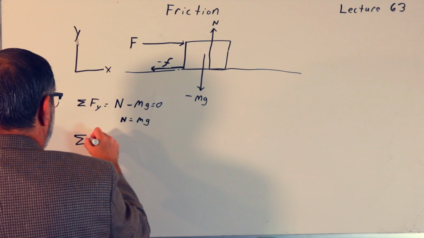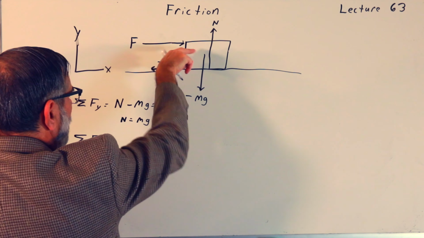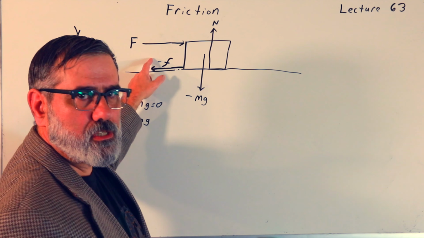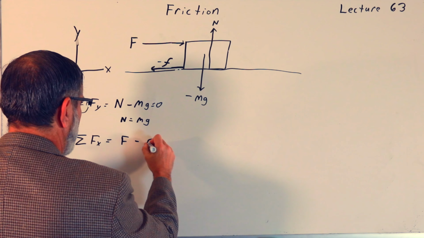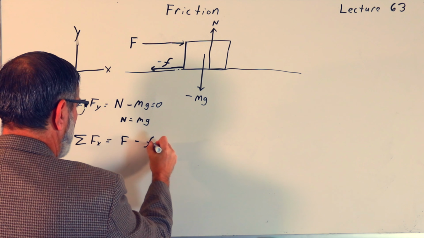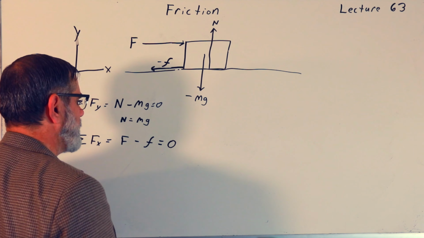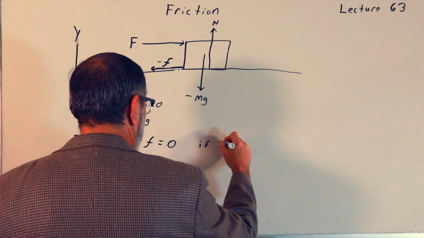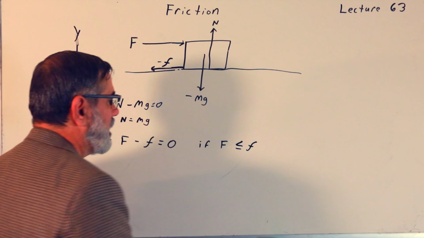What about in the x direction? Well, if we sum up the forces in the x direction, what are we going to get? Well, we've got the force that we're pushing, F, and then we have this resistive force, this force that's pushing back against us, minus f. And if it's not moving, then it's equal to 0, okay? And so I'm going to say if big F is less than or equal to f.